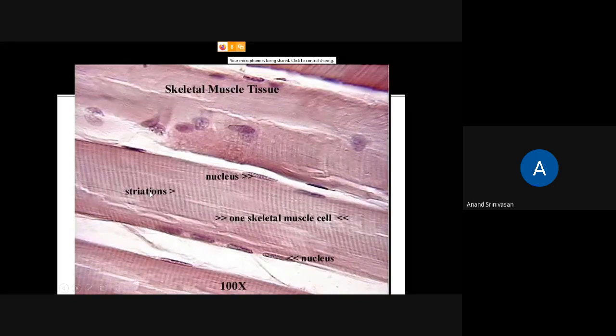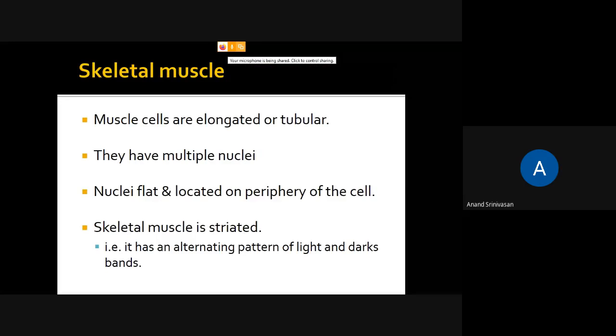Sometimes we may give you a picture of this and ask you to identify what muscle tissue this is. So you need to look into the features. You can see the striations and the nucleus. The nucleus is flat and in the periphery, and striations are present. So this is a skeletal muscle.